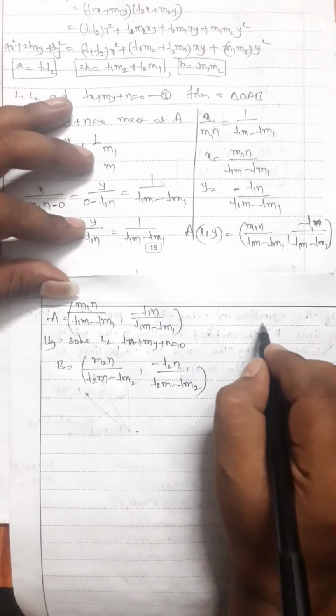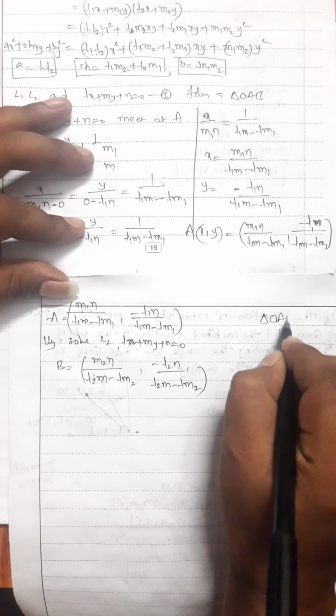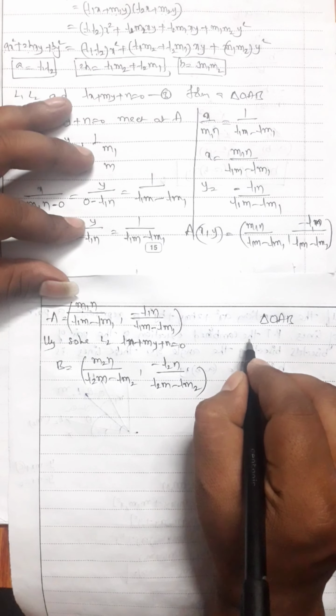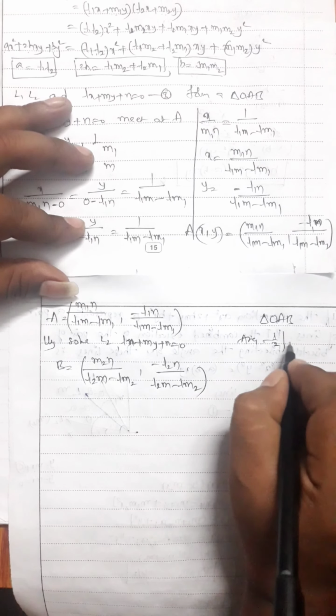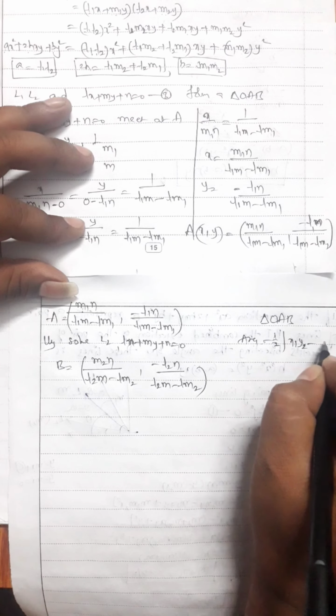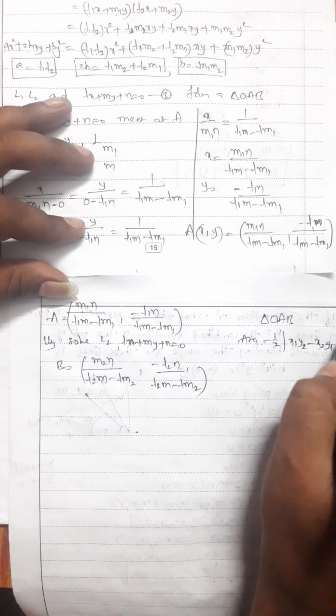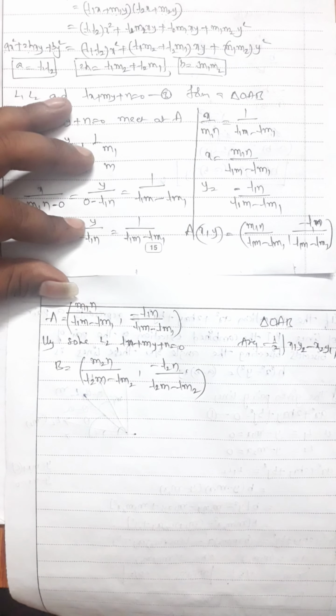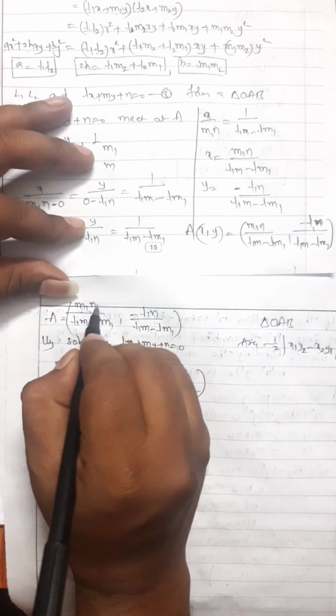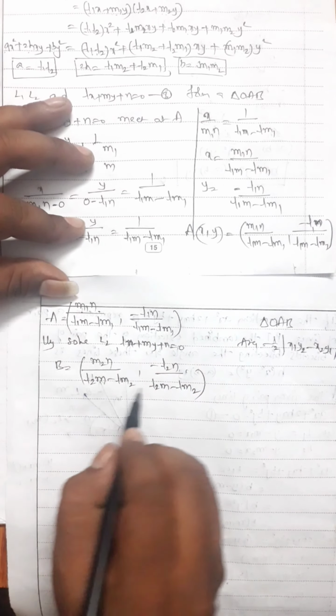So then the triangle OAB area is equal to 1 by 2 mod of x1 y2 minus x2 y1. This is the formula. So when one point is origin, we can take directly this formula for the area of triangle, that is 1 by 2 mod of x1 y2 minus x2 y1. Therefore it is the x1 y1, x2 y2.